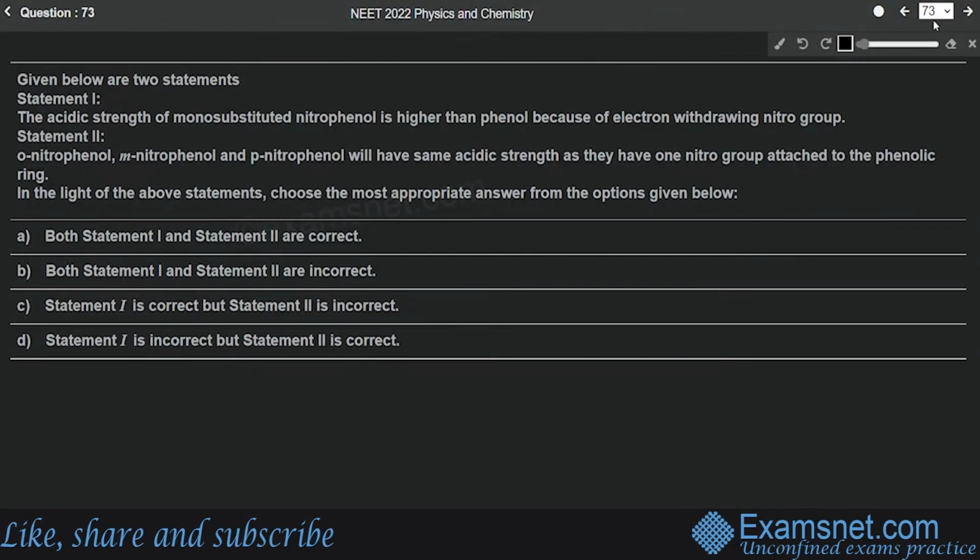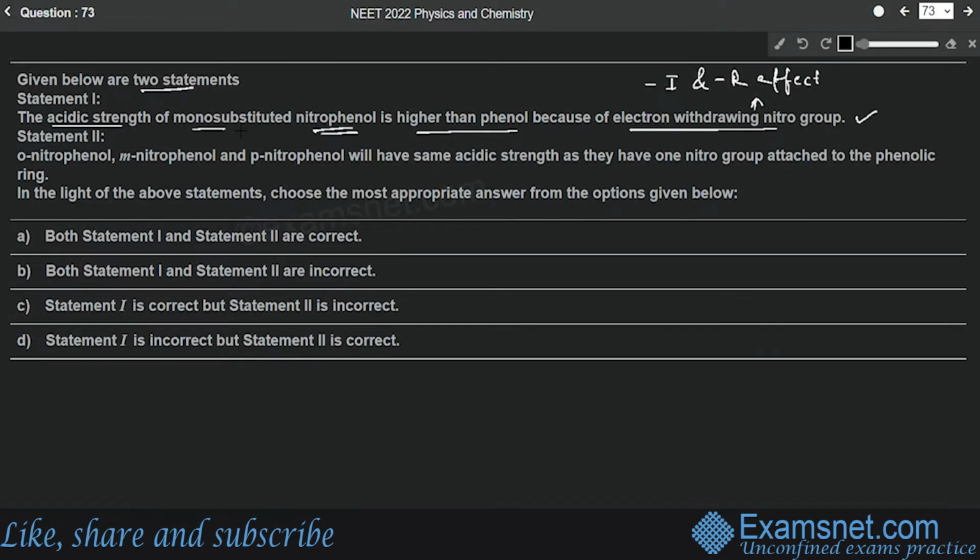Question number 73 is from the chapter amines, and here we are given two statements. First statement is the acidic strength of monosubstituted nitrophenol is higher than phenol because of electron withdrawing nitro group. Okay, so we know that the nitro group is electron withdrawing in nature and it withdraws electron both by minus I effect and minus R effect. Okay, I is the inductive effect, R is the resonance effect, and minus sign denotes that the electron is being withdrawn. Okay, so this is a correct statement.